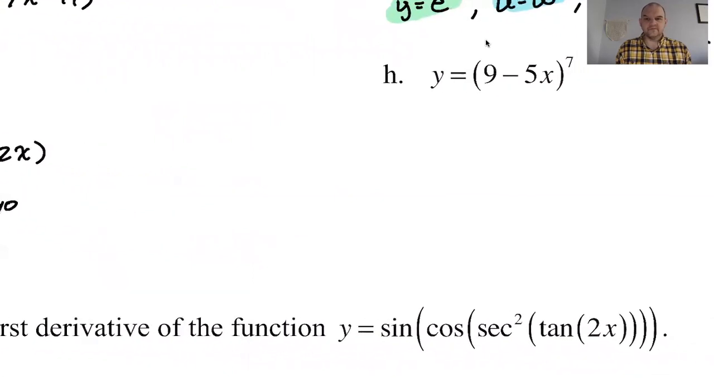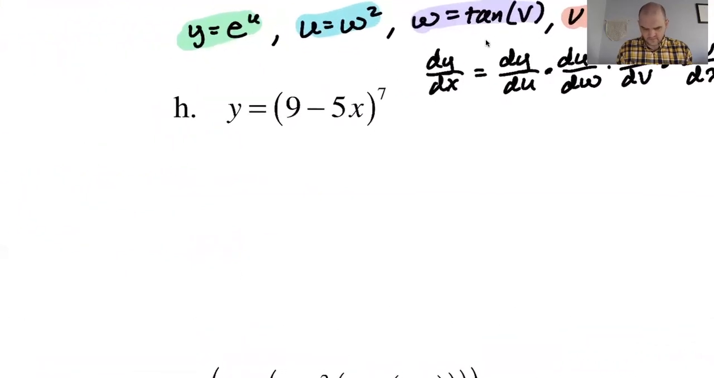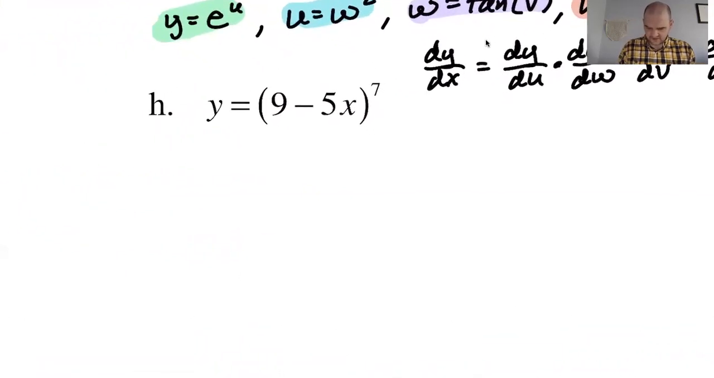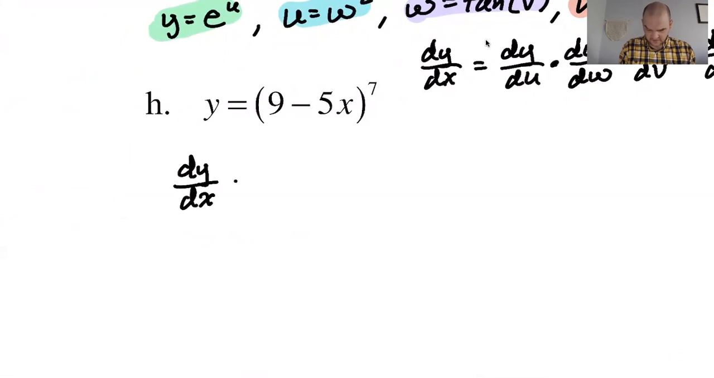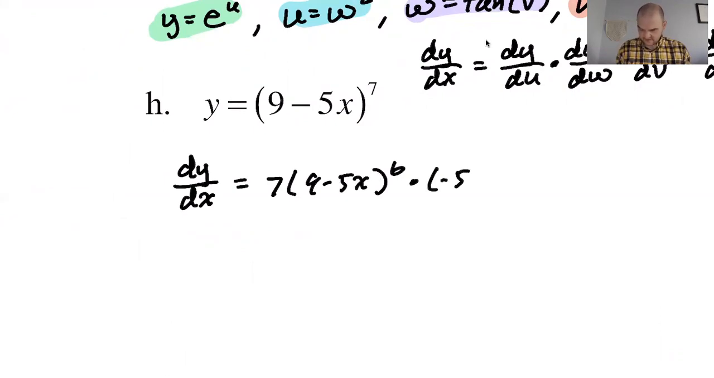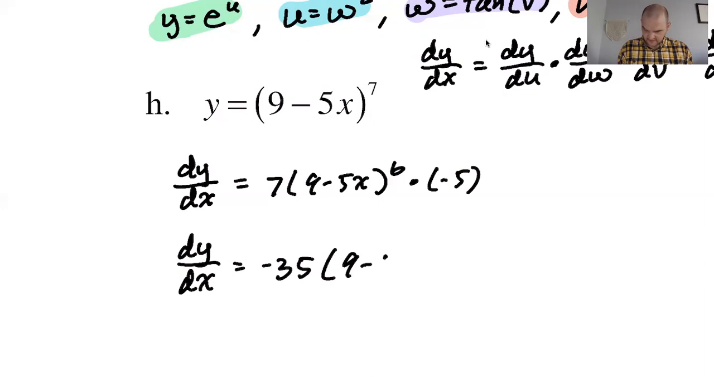And then here. So I don't know, it's like these almost get easier as you go, but well, I mean, the concept gets easier to use as you go no matter what. So something to the 7th gives me 7 times that thing to the 6th times the derivative of that thing, which is just negative 5. So I think you'd probably clean this up. And then if you've been kind of looking ahead, you know that the next problem is just insane.